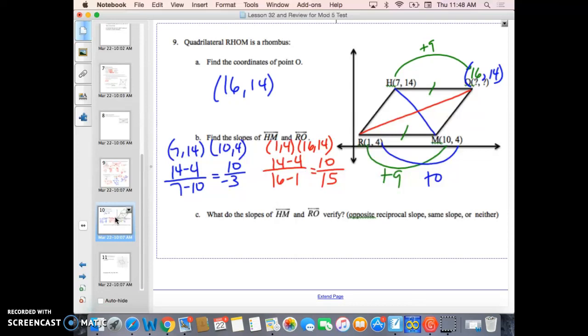And so it says, what do the slopes of HM and RO verify? Well, nothing, because they're not opposite reciprocals of each other. So in this case, it would be neither. But if they were opposite reciprocals, then they would be perpendicular lines. And if they were the same slope, then they would be parallel lines. Sorry, that's not the same.